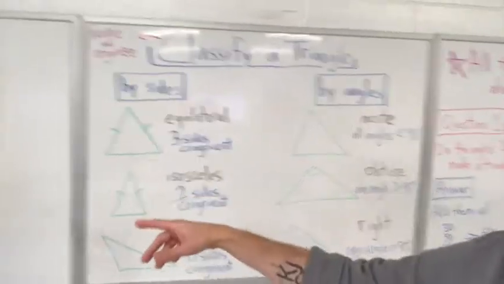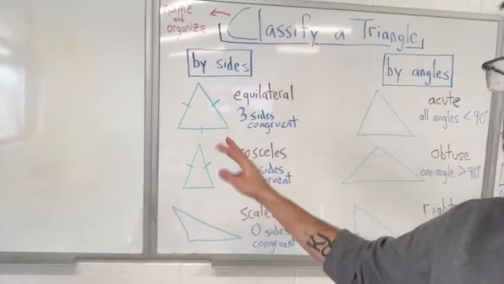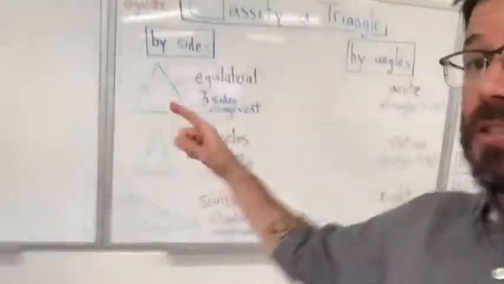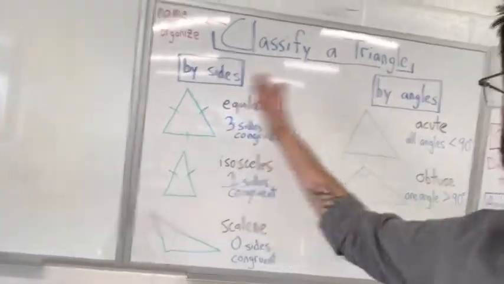What I mean by that is that this is an equilateral triangle, but it's also acute. It's equilateral because it's got three sides the same. It's acute because all the angles are acute. So we can give it both names at the same time. We can get one name from each column.